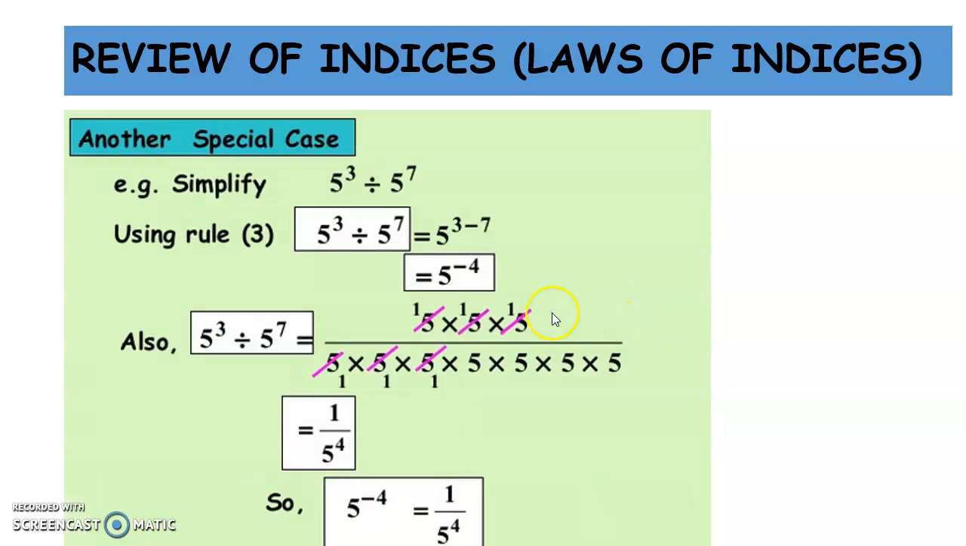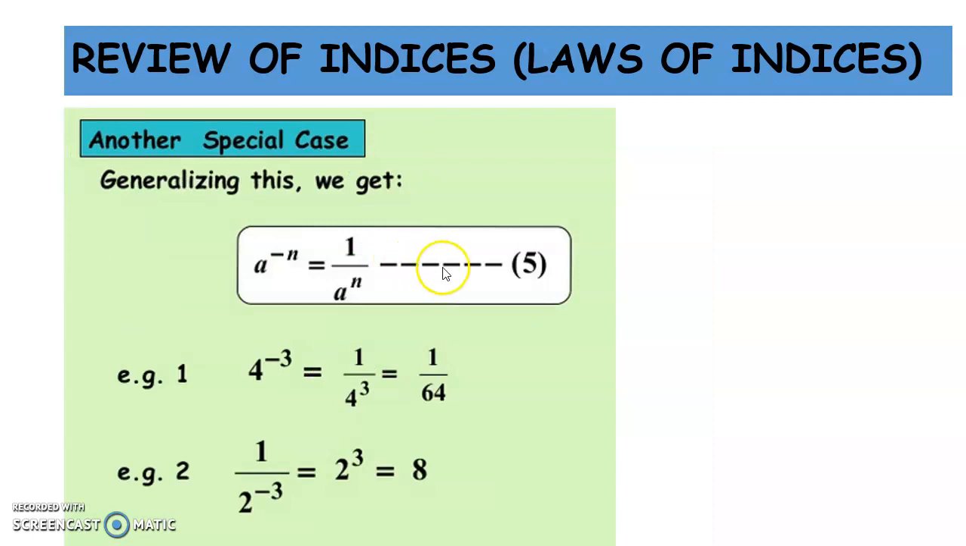Then we also have a negative power, where the negative power makes it come below as a denominator. So you have 5 raised to the power of minus 4 becomes 1 over 5 raised to the power of 4. So that negative sign becomes a positive sign. So you can apply that rule here. It's another special case.